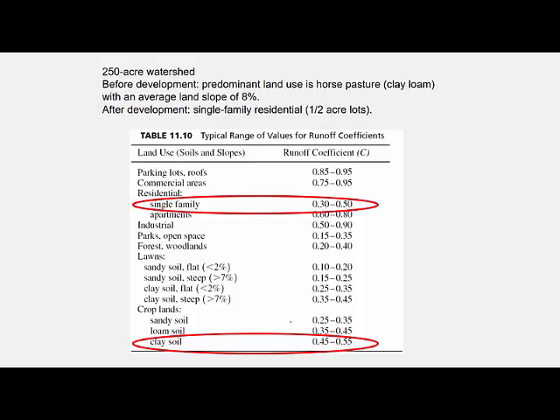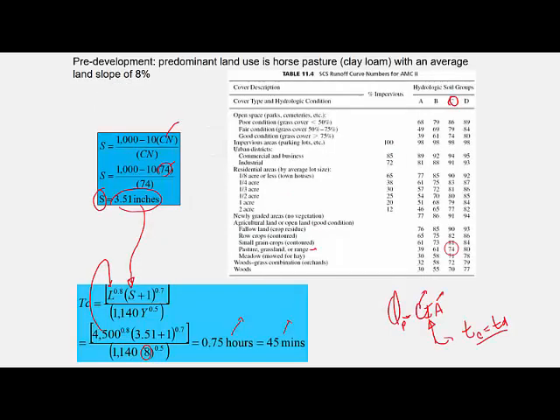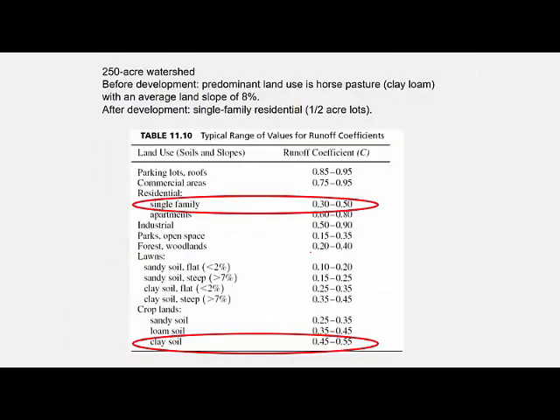So pre-development, we said that the land use is horse pasture. So the definition is kind of different. If you look at here, it is horse pasture, and it also says clay loam, but there's no clay loam in this. But then here I have the clay soil. Okay, so we can use any value between 0.45 and 0.55. Let's use 0.45.